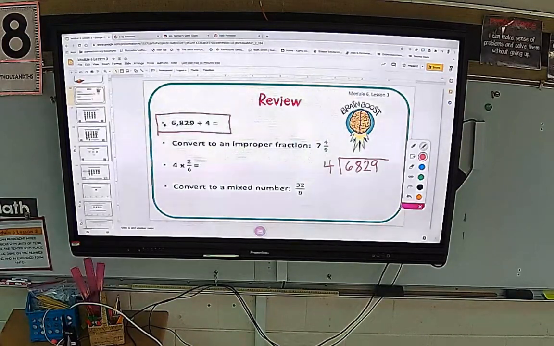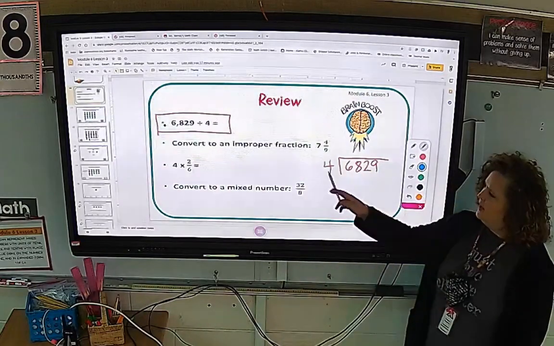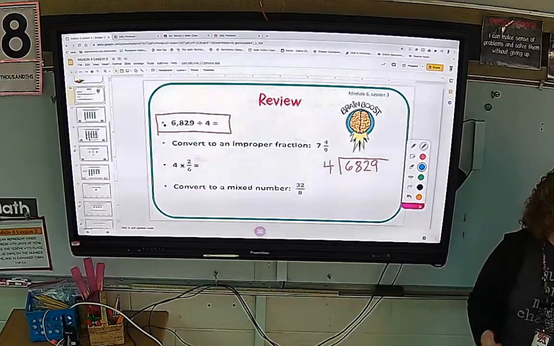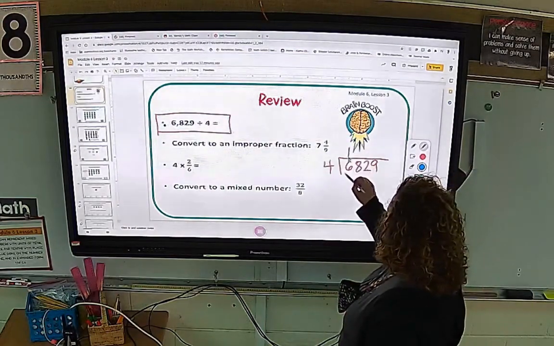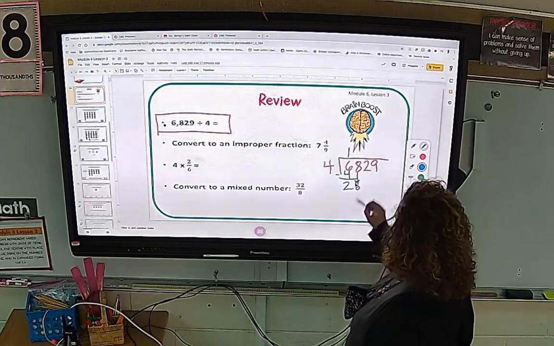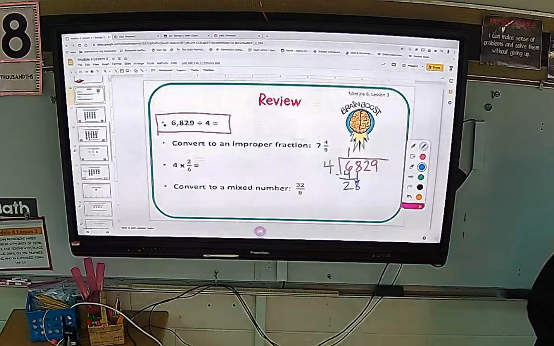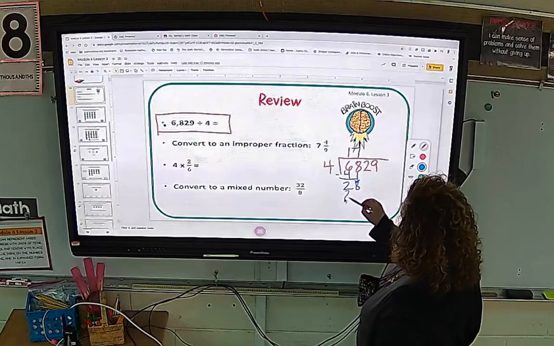Okay, I'm going to jump in here. Keep going if you're still working on this, but how many 4s can we get out of 6? Or what's the most we can get out of 6? Just 1. We subtract it. We've got 2. We bring down the 8. All right, everybody, what's the most 4s I can get out of 28? 7. Which is 28.